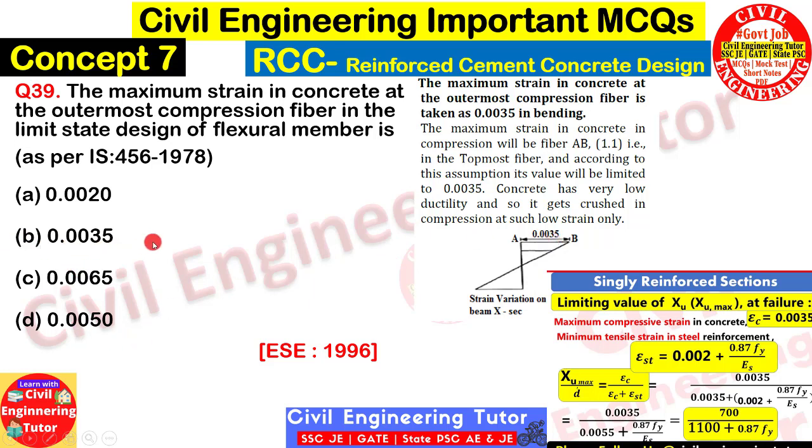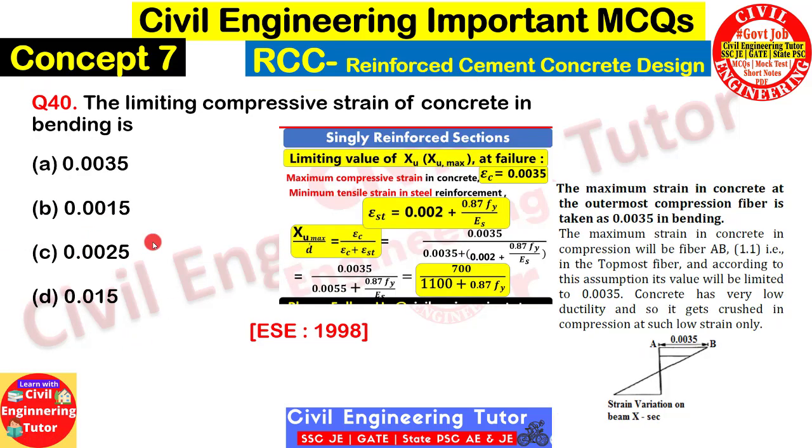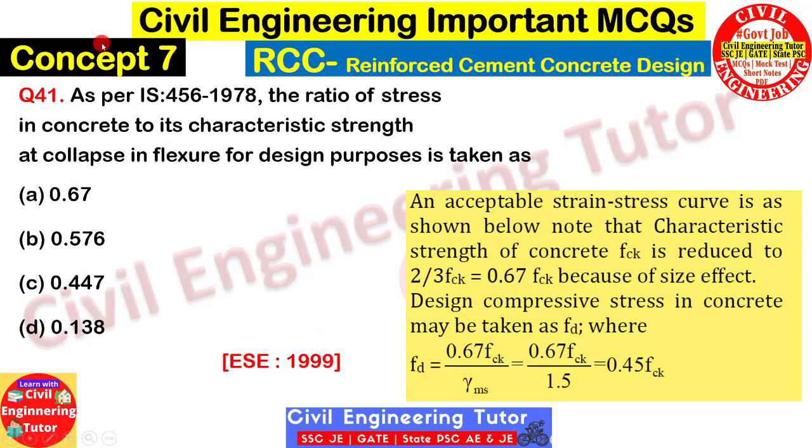Just remember this value. Moving towards question number 40, a similar kind of question. Here also the limiting compressive strain of concrete in bending, obviously option A, 0.0035. Here comes another question. As per IS 456 1978, the ratio of stress in concrete to its characteristic strength at collapse in flexure for design purpose is taken as. So which one is the correct answer?